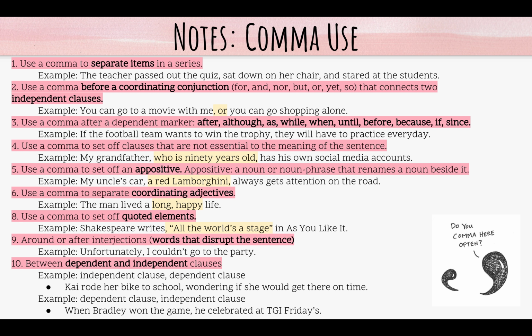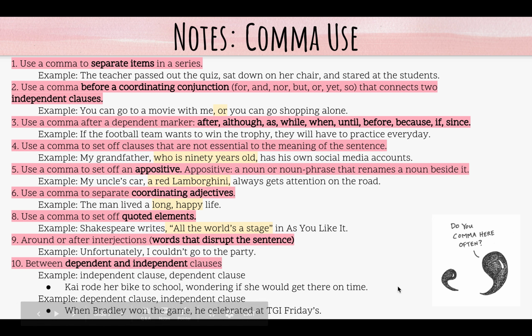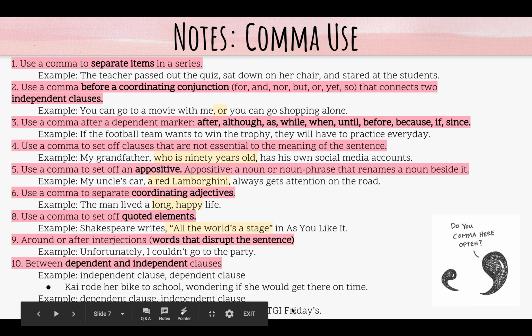Another example is if you use a comma between a dependent clause and an independent clause, kind of going back to rule number 3 right here. By starting with the dependent clause, when Bradley won the game, followed by an independent clause, he celebrated at TGI Fridays. Notice he celebrated at TGI Fridays would still make sense on its own.